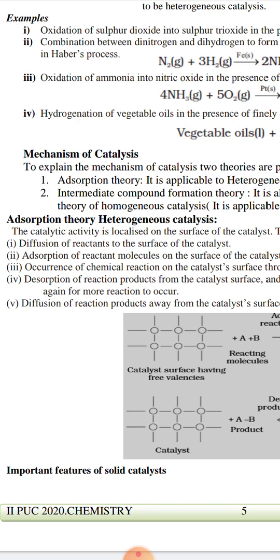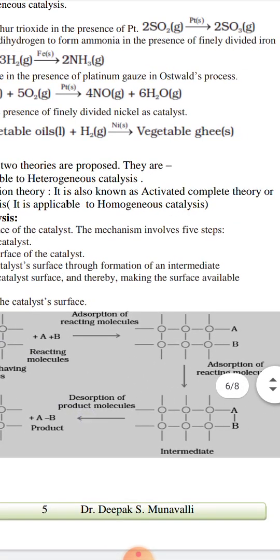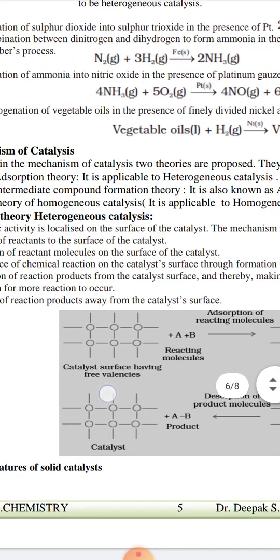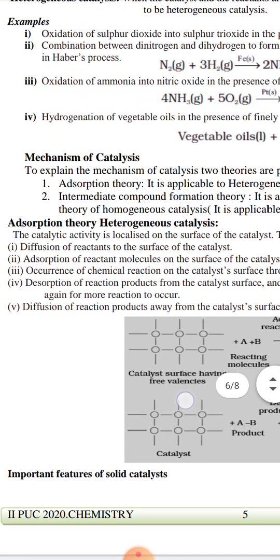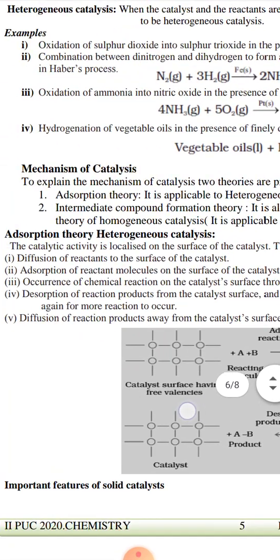So the first one is diffusion. Diffuse means the reactant molecules come nearer to the catalytic surface. Second step, adsorption. Third step, they react here to form an intermediate. Okay, so adsorption is the occurrence of a chemical reaction on a catalyst surface through formation of an intermediate.